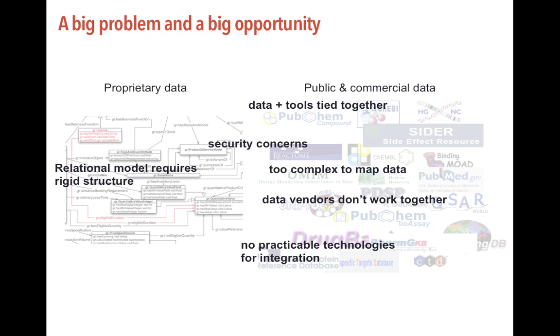Well, there are all kinds of reasons. The relational model requires a very rigid structure. It ties closely the structure of the data with the data itself. So it's very difficult to properly map in external sets, and that has to be done on a one-by-one basis. And in the public and commercial data world, we often have data and tools tied together. It's complex to map the data. The data vendors don't necessarily work well together.